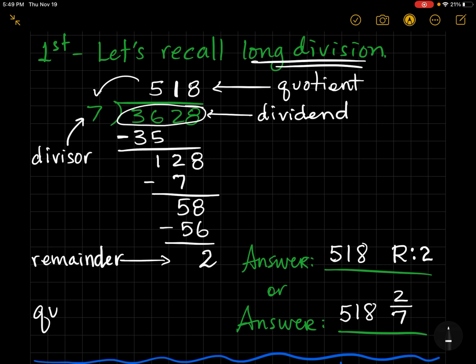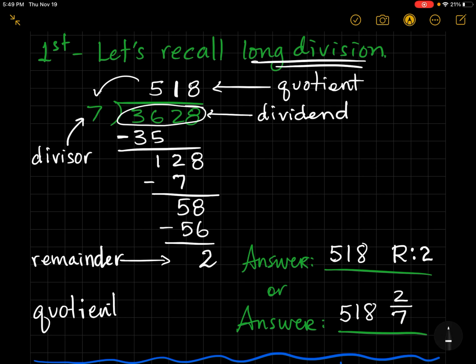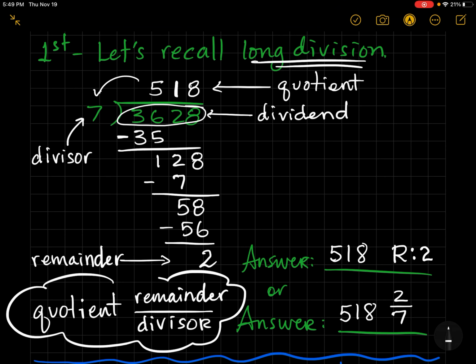Okay, so we put the quotient, and then the remainder over the divisor. That's how we're going to present our answers. Okay. And we're going to be doing the same thing. But today we're going to do all of this with polynomials.